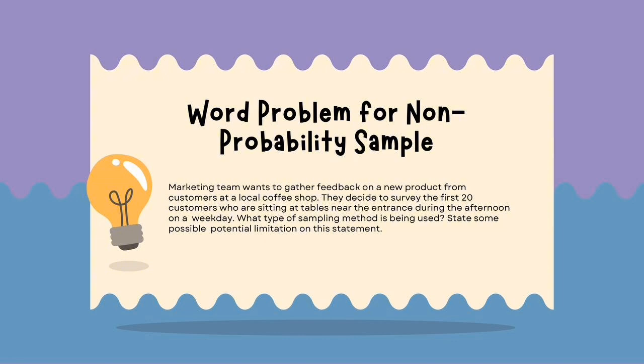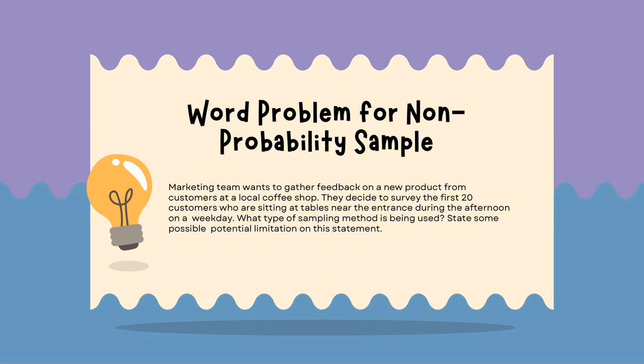After the given word problem in probability sampling, we have here also one for non-probability. Feel free to pause this video and try to solve it. If you're done, let's see if you got the right answer. A marketing team wants to gather feedback on a new product from customers at a local coffee shop. They decided to survey the first 20 customers who are sitting at the tables near the entrance during the afternoon on a weekday. What type of sampling method is used? State some potential limitations on this.